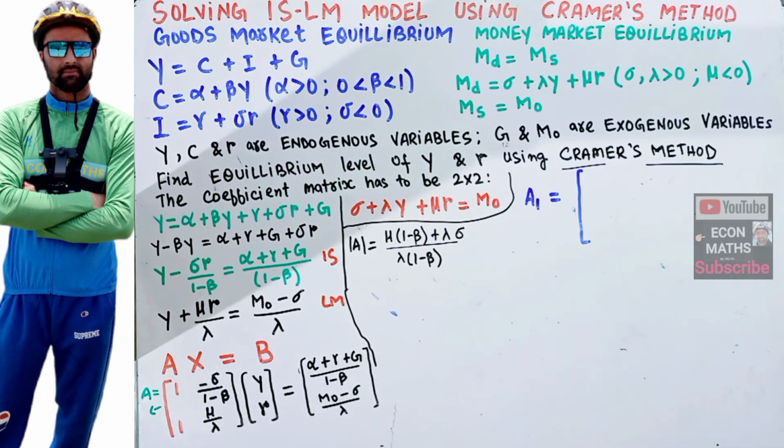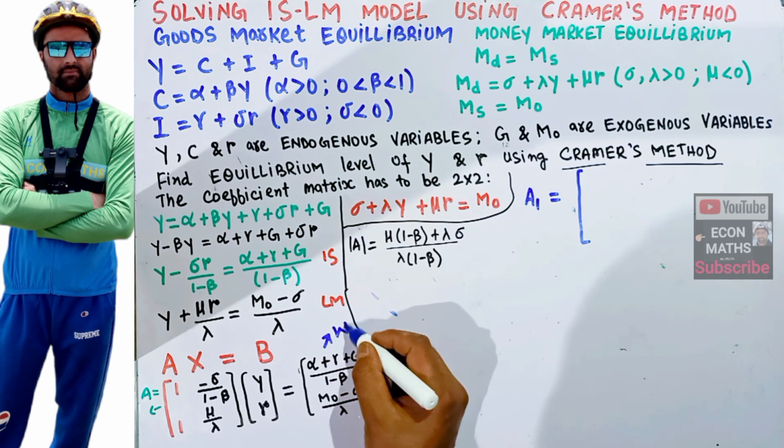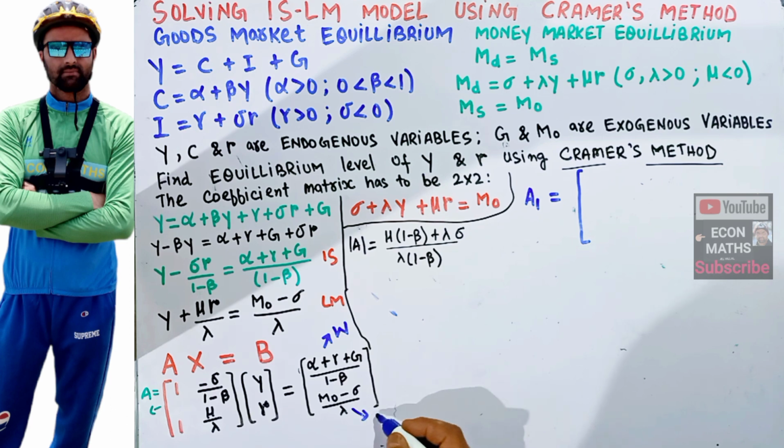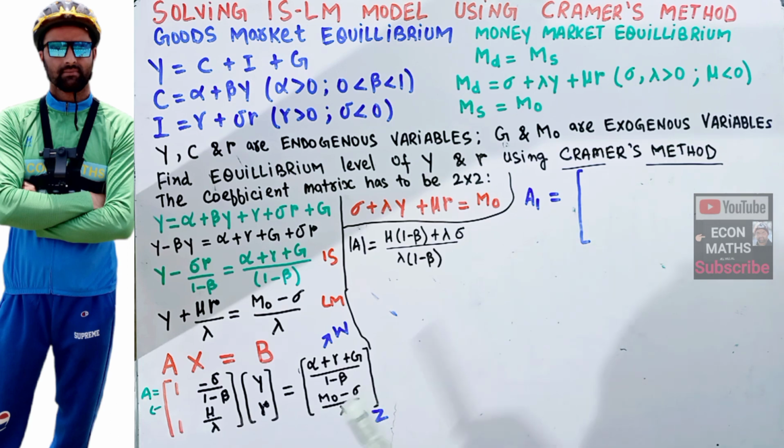For the sake of simplicity, in place of this stuff, let me write any number, because I will not have the space left here. So let us say this stuff is equal to W and this stuff is equal to any number Z. To save space, what I am doing here: to find the equilibrium value of income, that is Y, we form a new matrix A1 in such a way that we replace the first column of the coefficient matrix with the vector of constant terms. Then I will explain what we do.